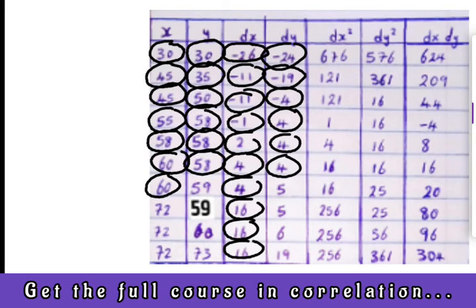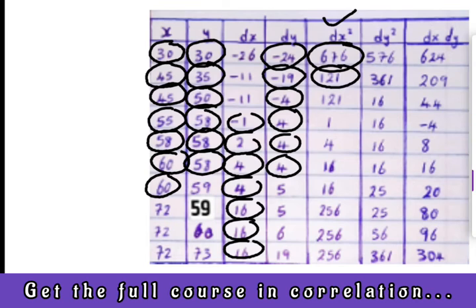Now when we are done with that, then you just simply take, for the dx square column now, each of the scores. When you are taking this dx here, you square minus 26, it will give you this. So that is how we get the dx square. Now you go to the next one, you square minus 11, it will give you 121. Then you square the other minus 11, it will give you 121 again. Then you square minus 1, to give you 1.